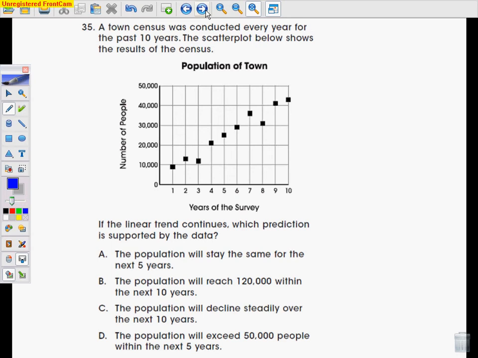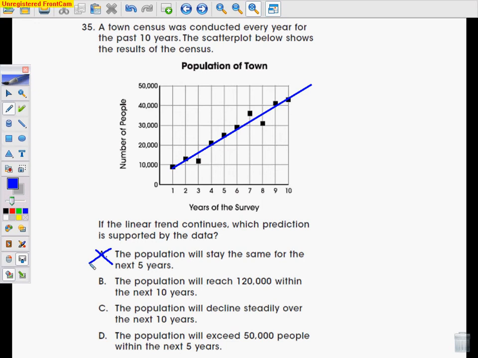Well, one thing that you should notice in this data is that the trend is like the line of best fit. It's the line that goes through the middle of the data. All right, and here the line is going up. So we know that the population is increasing. So let's go through our choices and eliminate the ones that don't make sense. So A, the population will stay the same for the next 5 years. Well, no, our population is going up, so we can cancel that out.